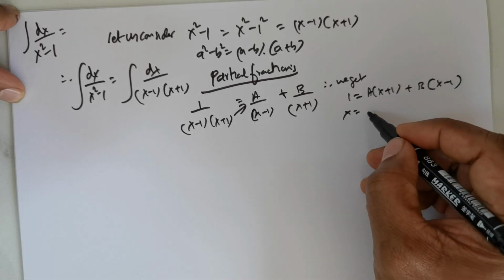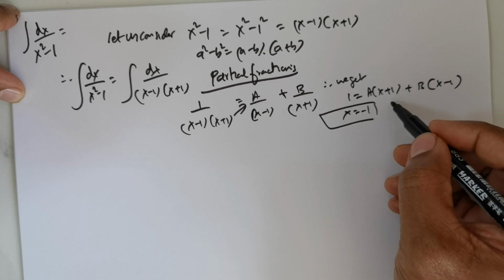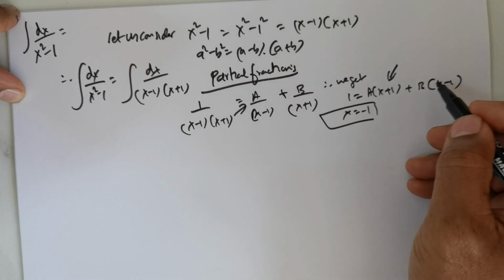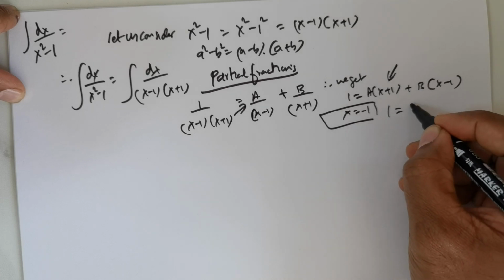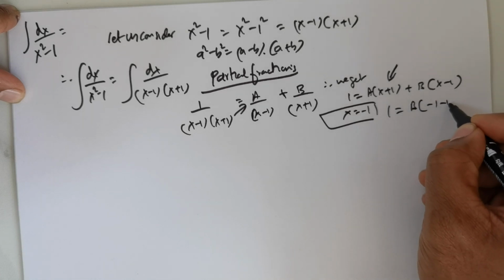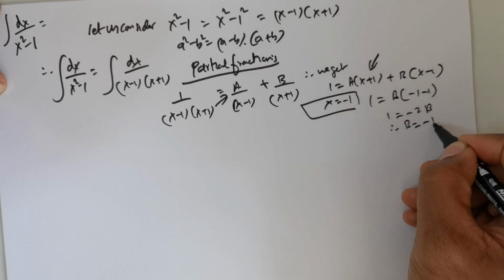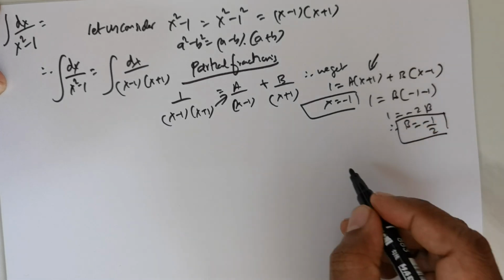Now let me take x equal to minus 1. If I substitute x equal to minus 1 over here, this term will vanish, giving me 1 is equal to b times minus 2, which is minus 2b. Therefore, you have got the value of b to be minus 1 over 2.